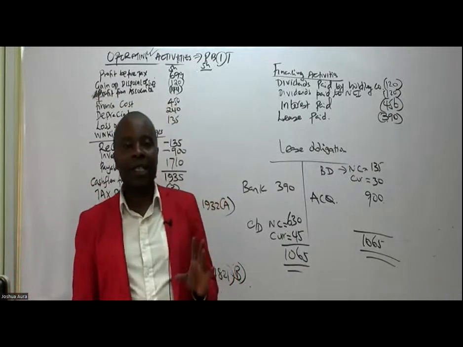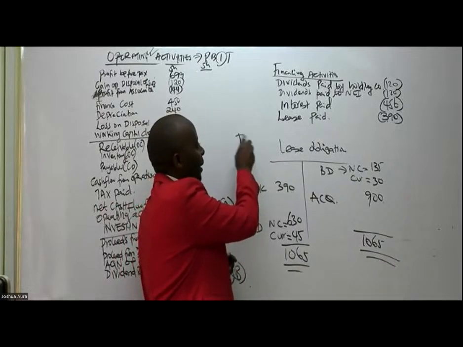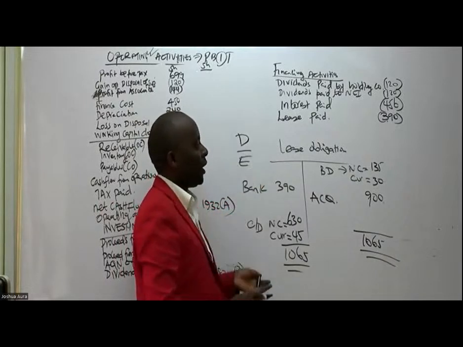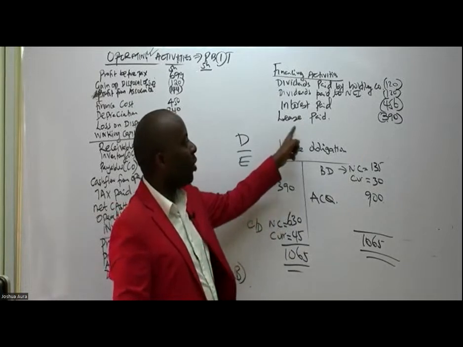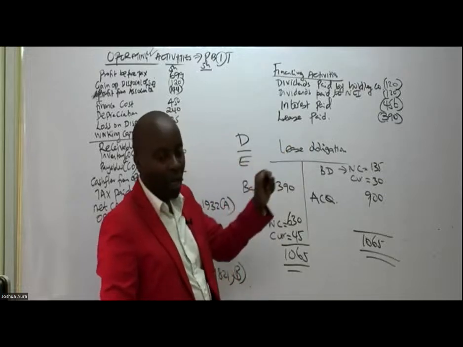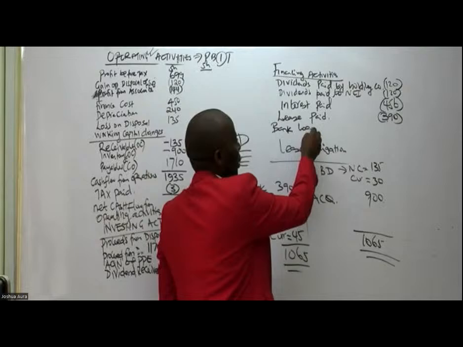Looking at financing activities, don't forget the capital structure. Like in this case here, we are looking at the debt and the equity. So for debt, let's track down the loan. Remember, we have a bank loan here. Let's track it down. So this bank loan, where are we?